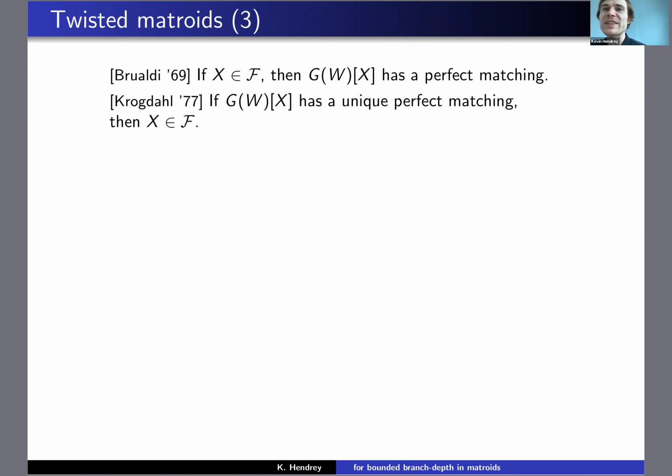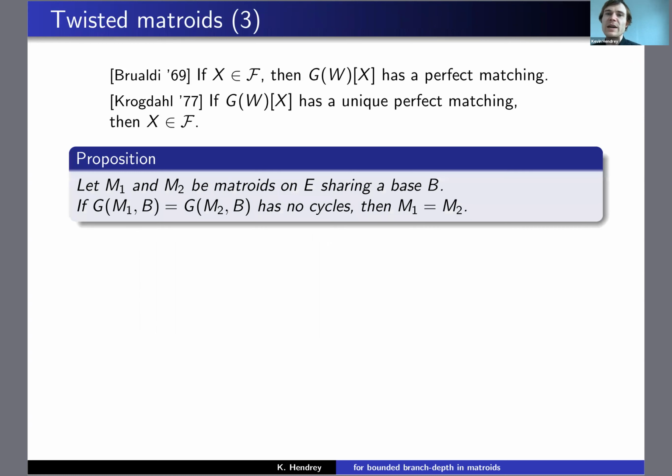So under certain conditions, I'll maybe skip over a couple of things, but if you have two matroids and their fundamental graphs are the same, and the fundamental graph has no cycle, then the two matroids are the same. And this is really interesting because the matroid that we're interested in is this fan matroid, and the fundamental graph of the fan matroid, if you remember, is a path.